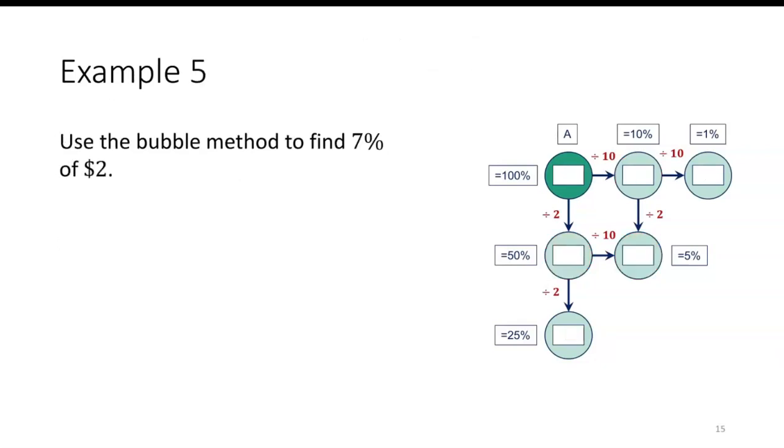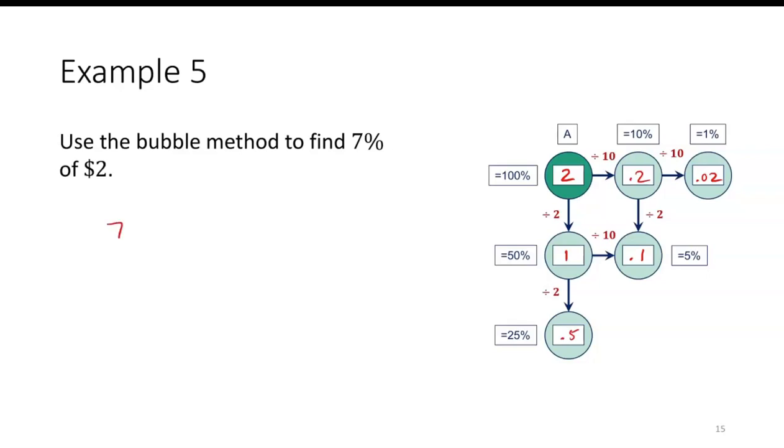So use the bubble method to find 7% of 2. So I would start off with 2 in the upper left. Divide by 10, that's 0.2, 0.02. And then cut these in half. The top row, divide by 2, you get 1 and 0.1. And divide by 2 again, I get 0.5.